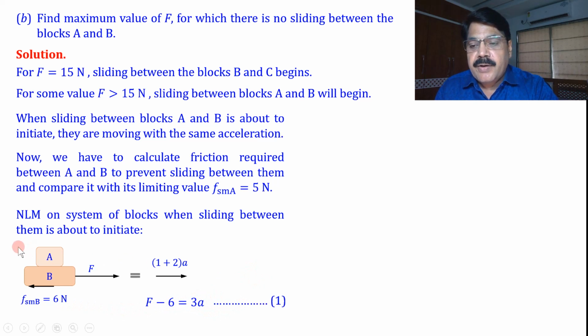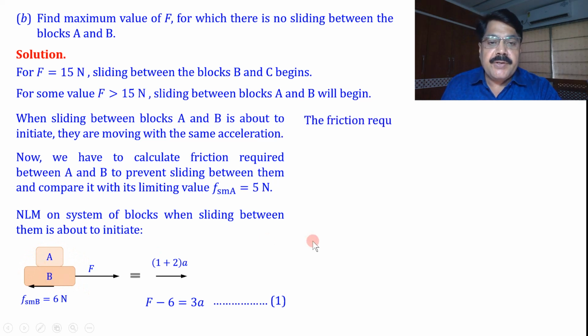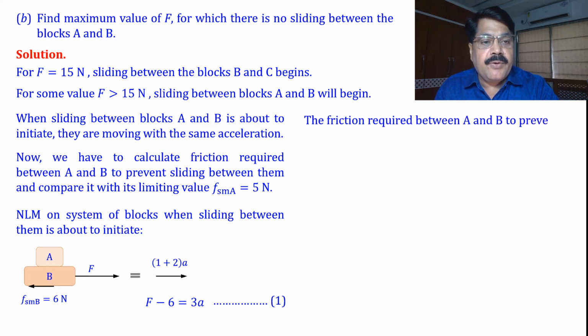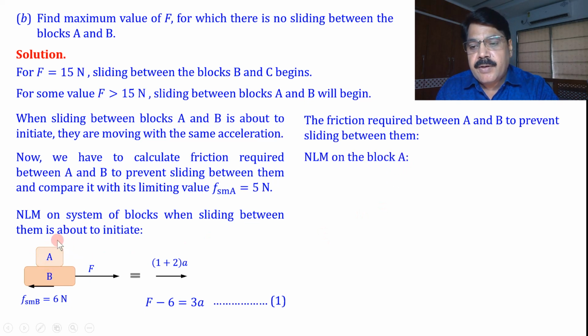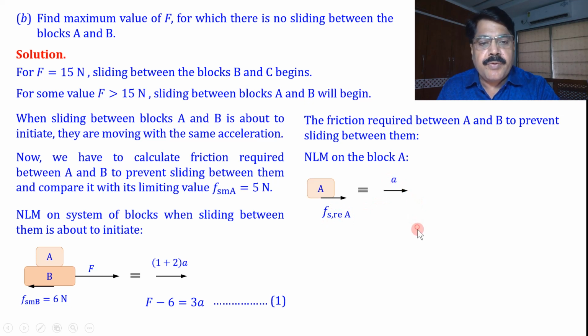So that is what we have written: Newton's law equation on the system of block A and B, assuming no sliding between them. The friction required between A and B to prevent sliding, what will it be? Let us calculate by applying Newton's law of motion on block A, because it is somewhat simpler, as only the frictional force is acting on it. If we assume f_s,req means the required friction to prevent sliding, then mass is 1 into a. So f_s,req is equal to a. Let us call this equation 2.